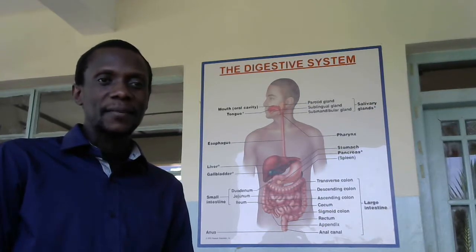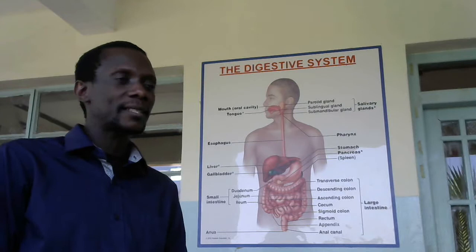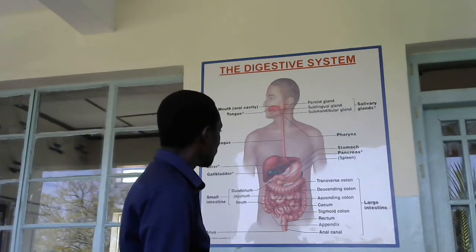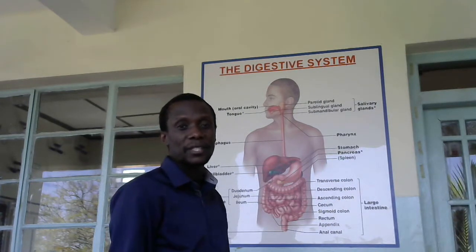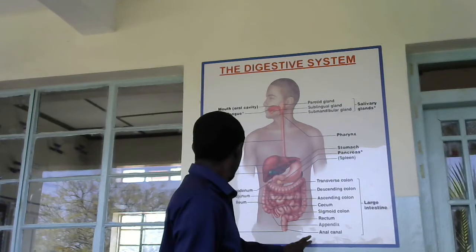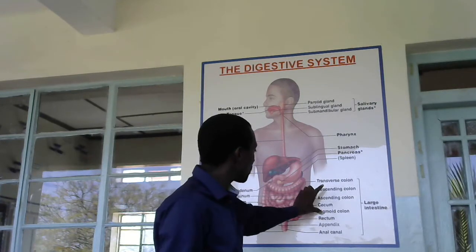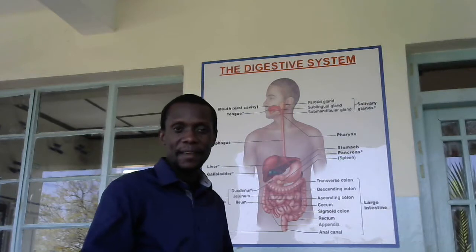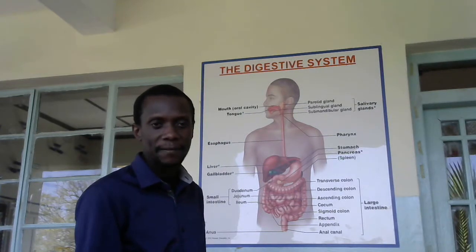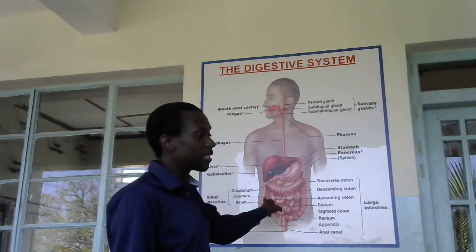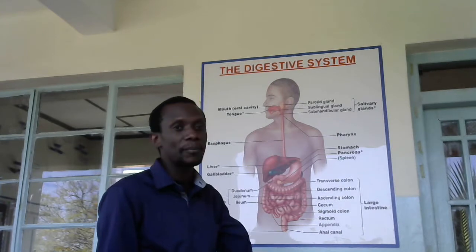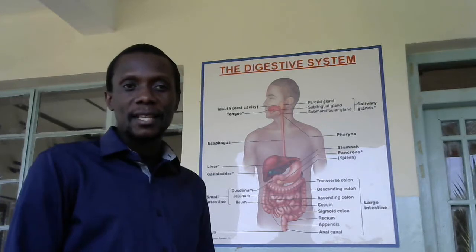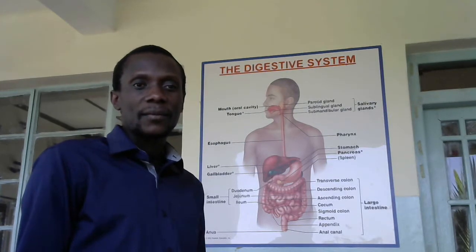Large intestines. The large intestine has got two main parts. This is the large intestine. It has got the colon. For our level, we shall just talk about colon and rectum. For P5 level, colon and rectum are enough. This chart is showing us the ascending colon, transverse colon, and descending colon, but all that's colon for our level.